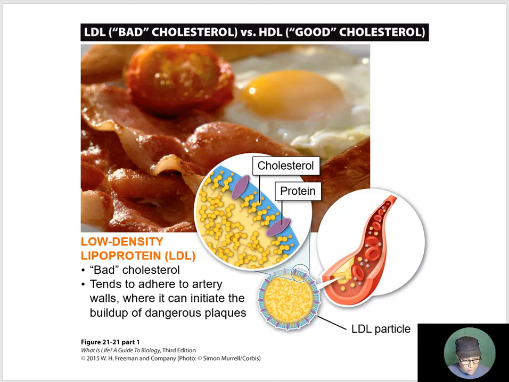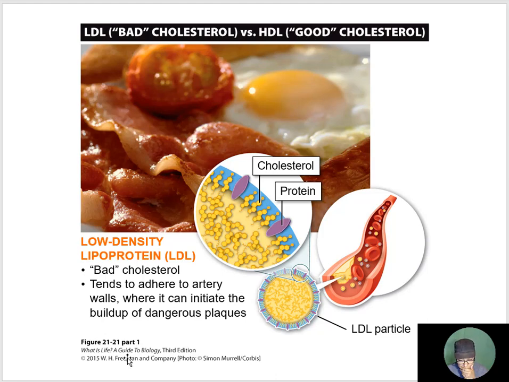And, you know, when we talk about cholesterol, there's good cholesterol and there's bad cholesterol. And the nomenclature seems to be the opposite of what it should be, honestly. LDL is low density lipoprotein. That's the bad cholesterol, okay? LDL is the bad cholesterol. Versus HDL, high density lipoprotein, is the good cholesterol, all right?